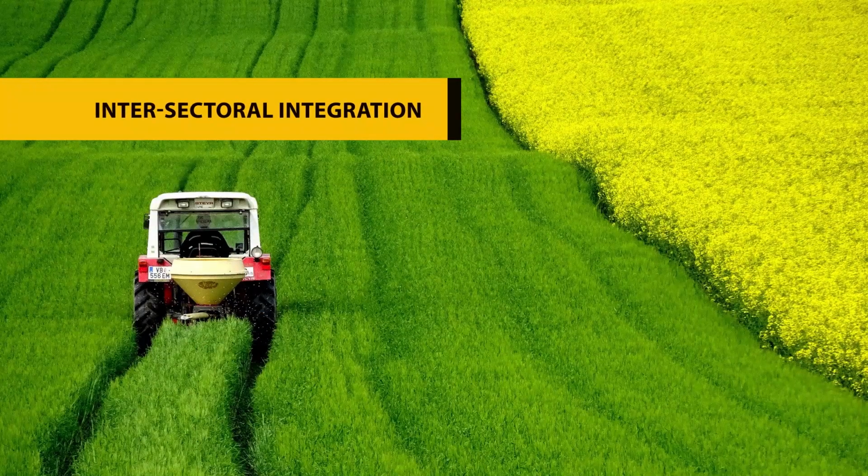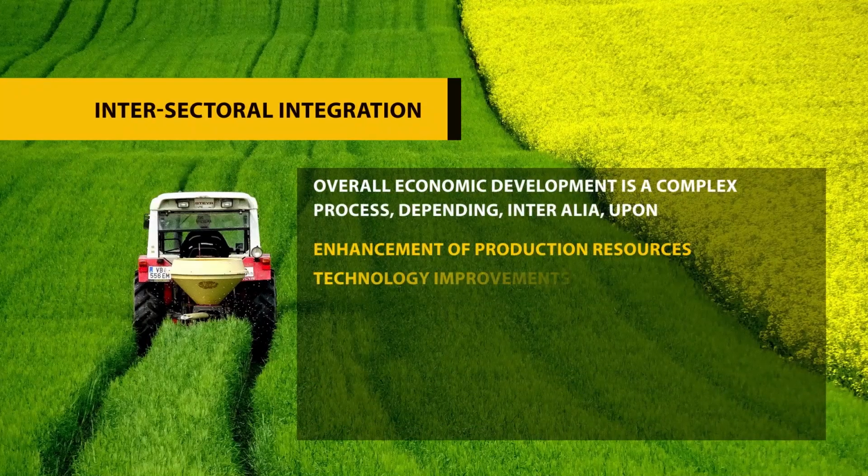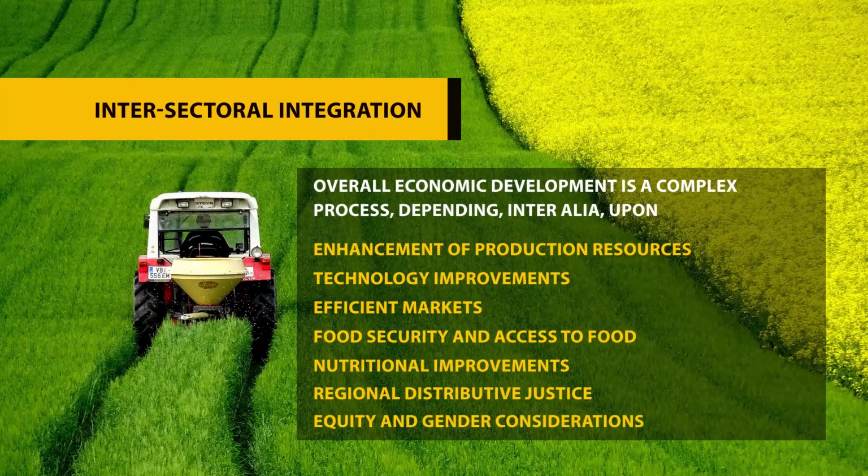Now we will move to intersectoral integration. Overall economic development is a very complex process, depending on many things like enhancement of production resources. The resources basically determine the growth of any sector. So we need to increase our production resources, and then we need to improve our technologies. We need to produce more efficient technology which can increase productivity. Then we need to provide an efficient market so that farmers' products can be sold in the market without any problem.